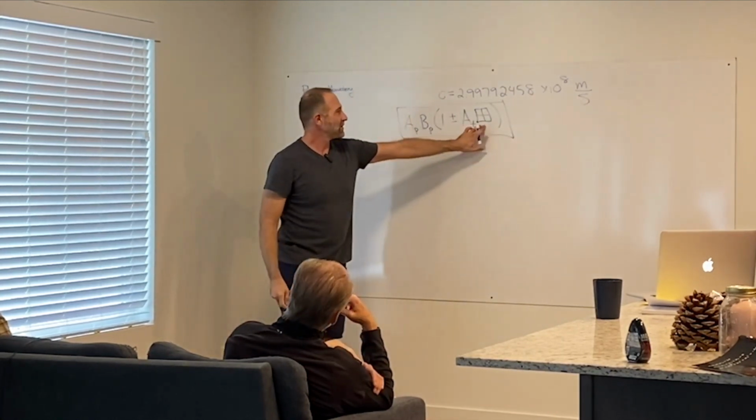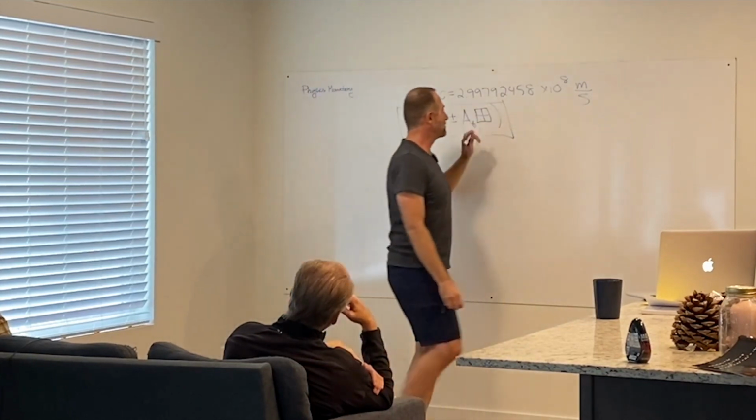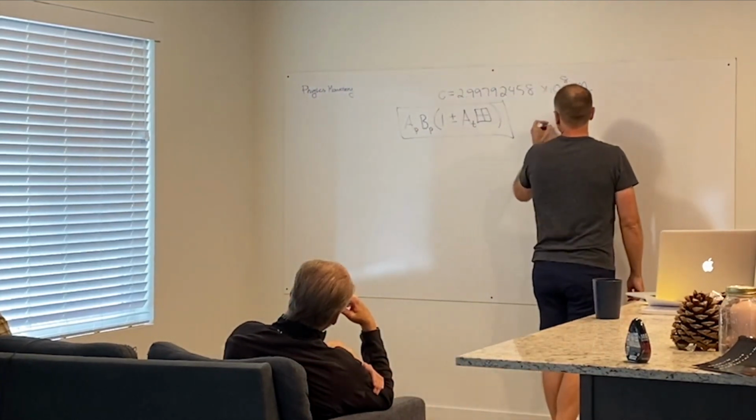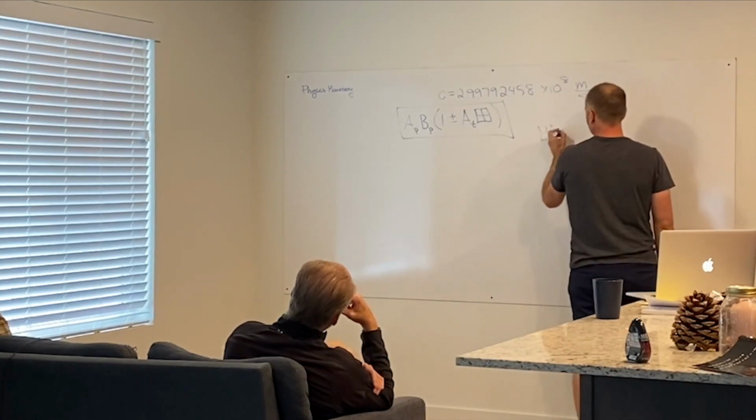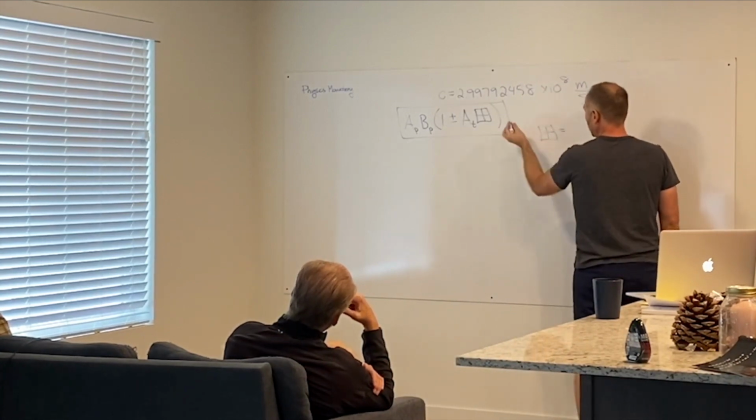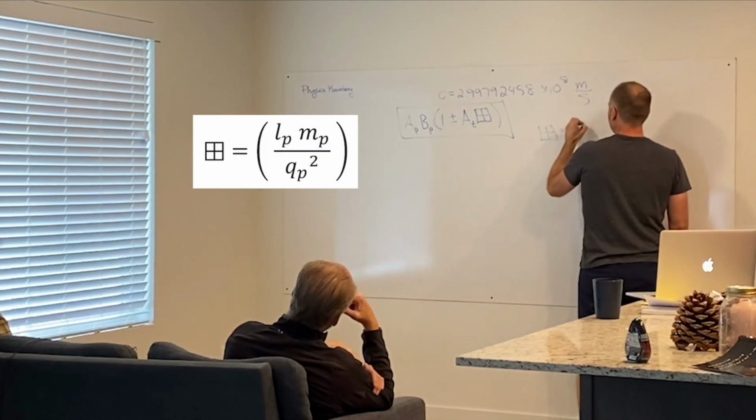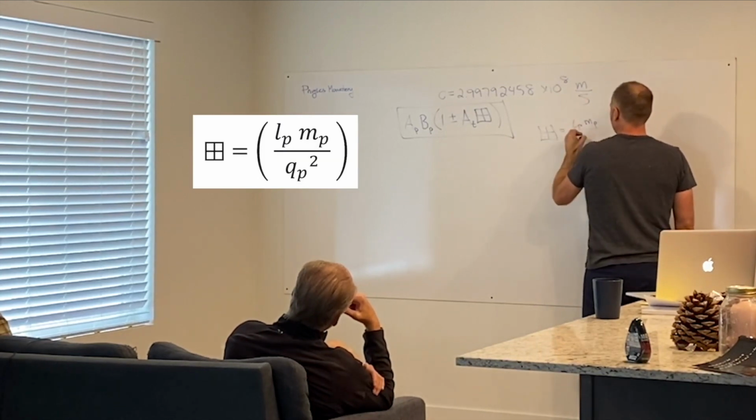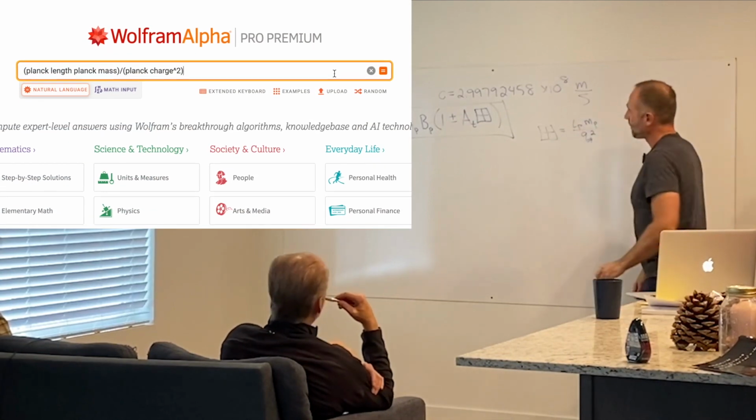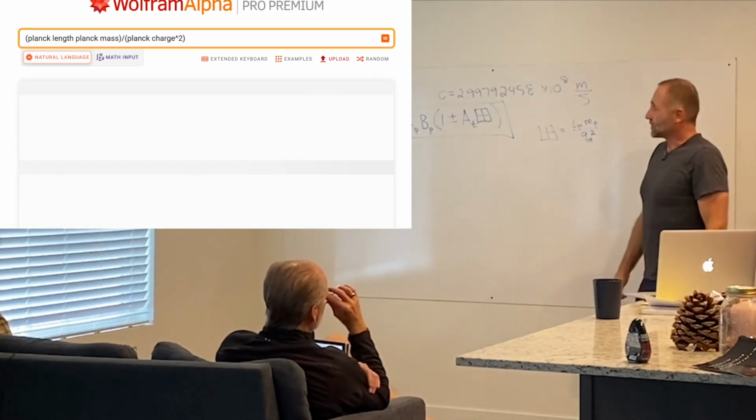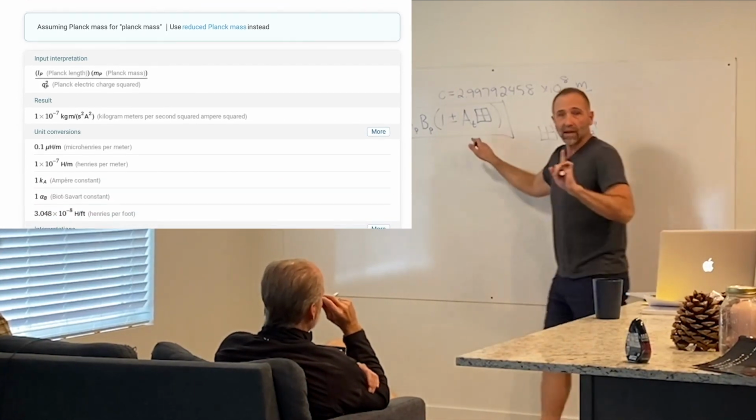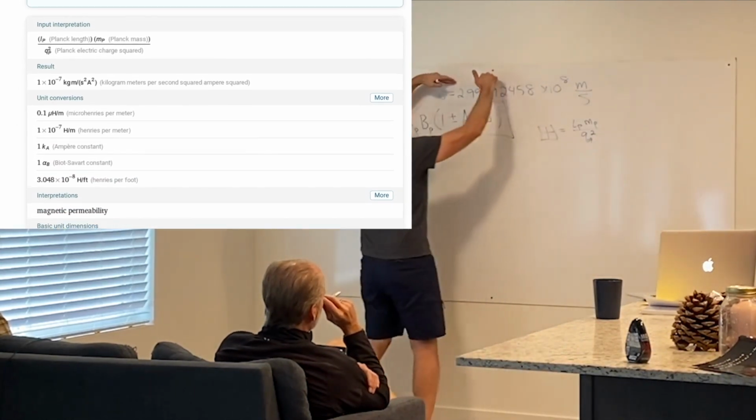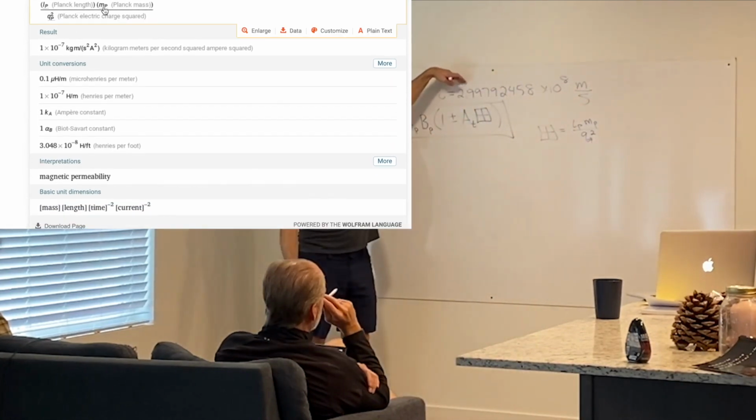Now, where does this boundary come from? What does that symbol even mean? It's the symbol we use maybe for field in Chinese, so field theory, for the construction of our external field. And it's equal to the Planck length times the Planck mass over the Planck charge squared.